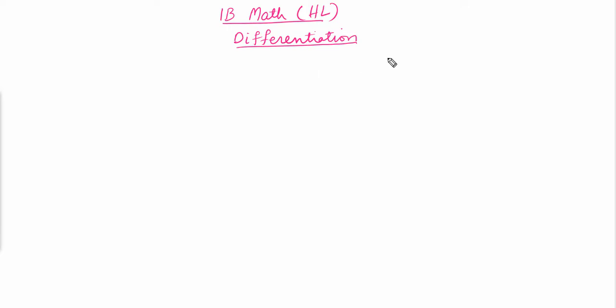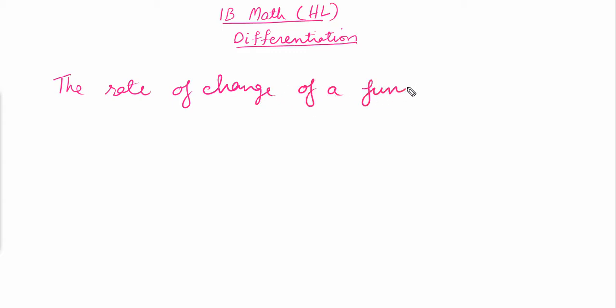So differentiation, by definition, is basically the rate of change of any function. If we have to find out the rate of change of any function, we will say that we have to differentiate it. For example, let me just write it down first here. The rate of change of a function is differentiation.